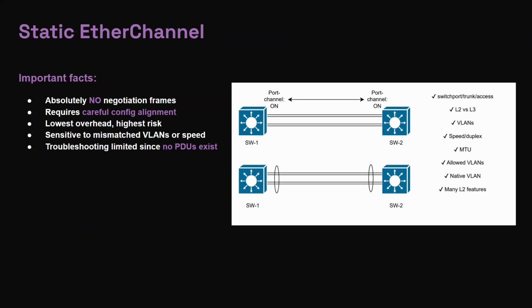The .1q encapsulations must be the same. The MTU must be the same. The native VLAN must be the same. If not, the switch will complain about it and you'll be able to see it through the logs.